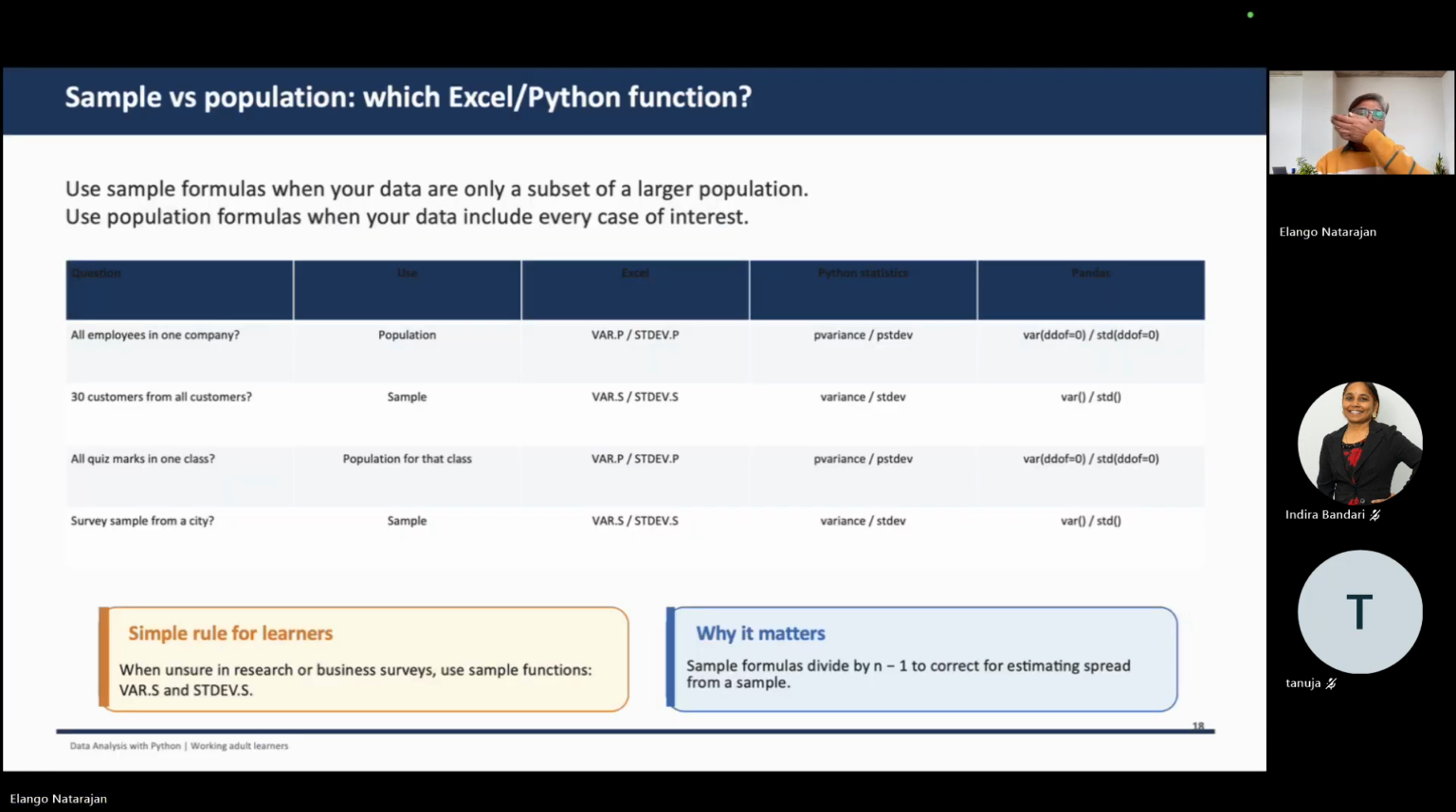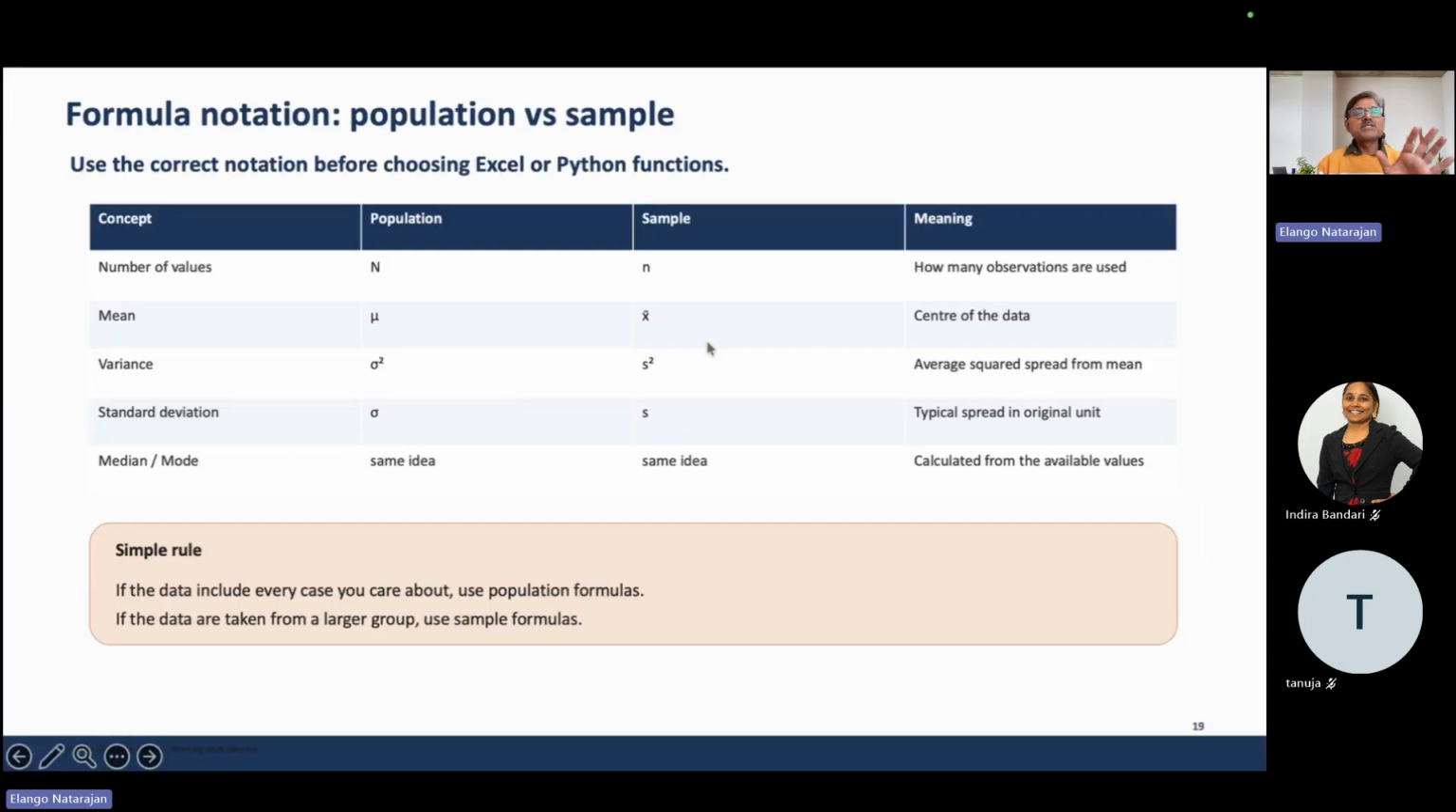All good. So I'm just listing here the functions we use in Excel as well as in Python, so you can use these functions later. And I'm just showing here various terms that we use for population and sample. I explained already: capital N, small n, mu, x bar, all these things.